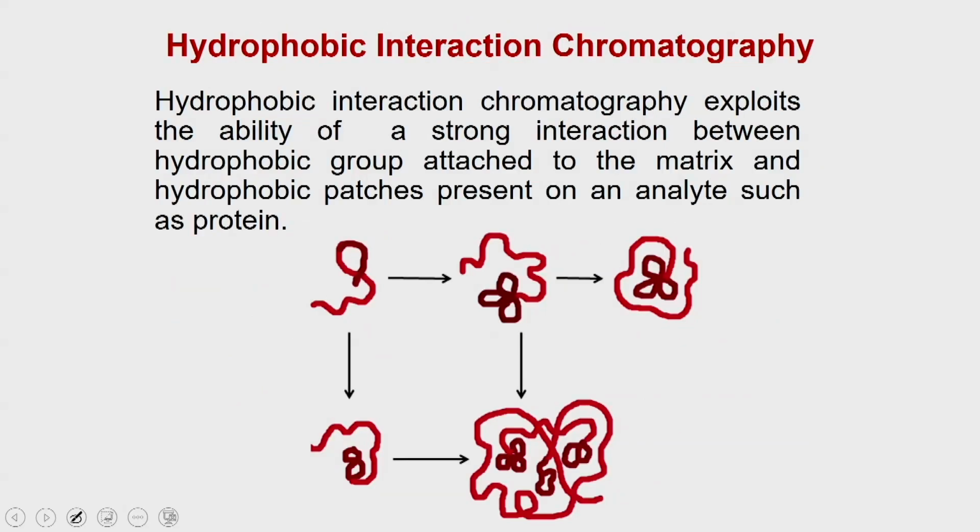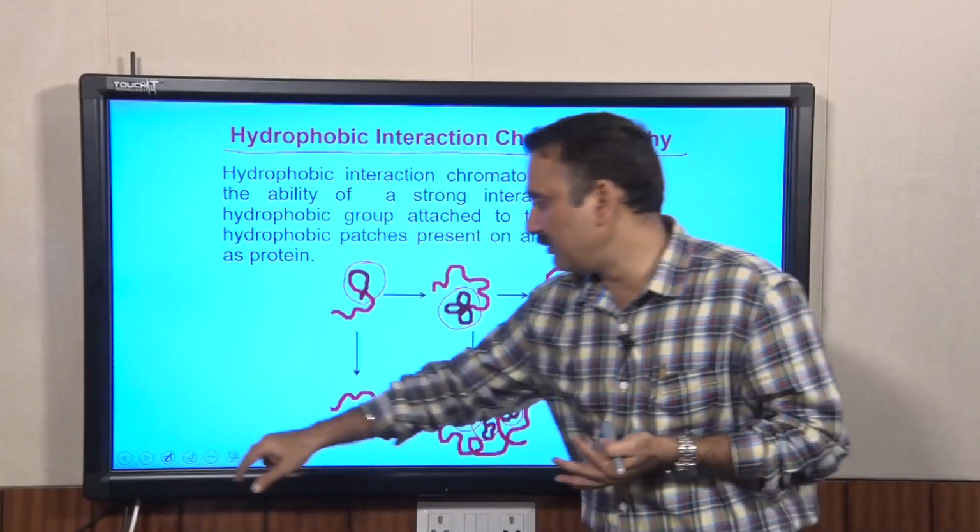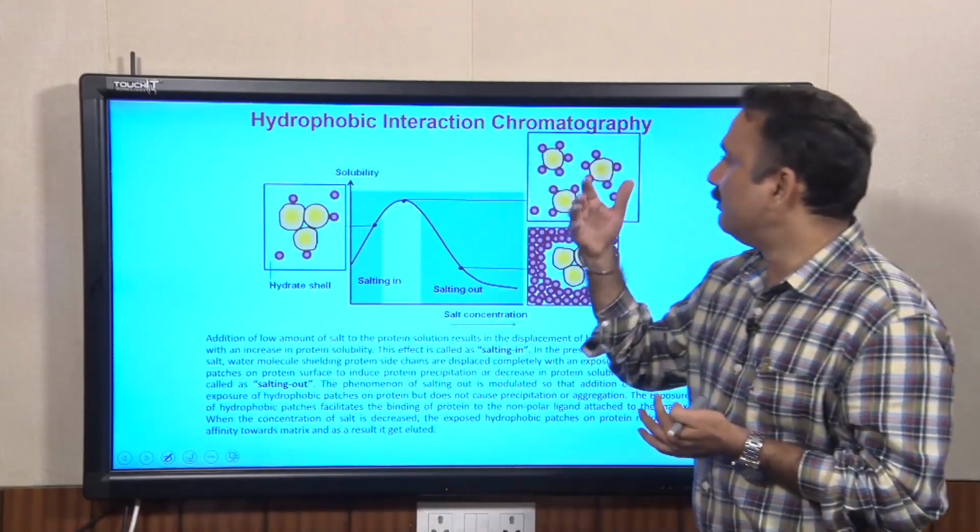Then we moved on to discuss hydrophobic interaction chromatography. Hydrophobic interaction chromatography exploits the hydrophobic patches that are formed when the protein is folding. When the protein folds, it keeps all these hydrophobic patches in the interior core, whereas the outside is hydrophilic. So, the question is how you can get the hydrophobic patches out of the protein, so that you can exploit them in the purification.